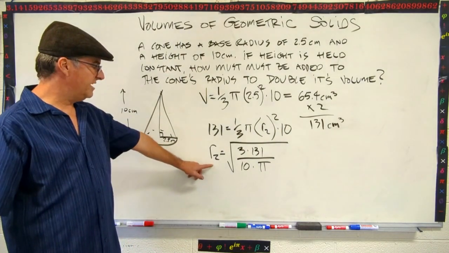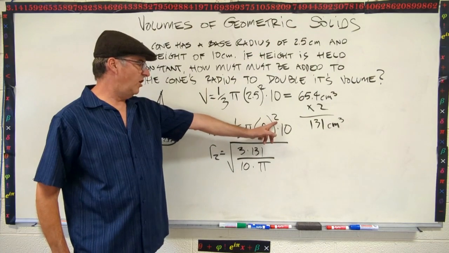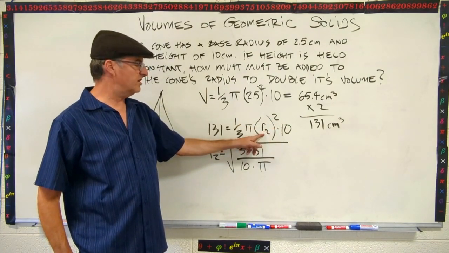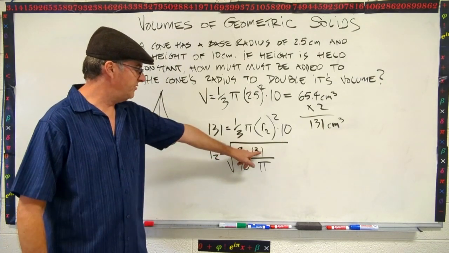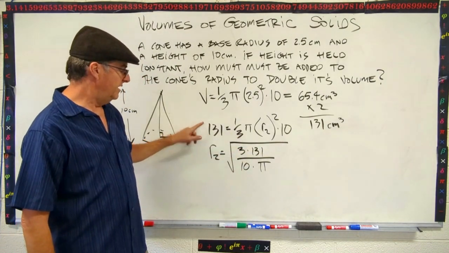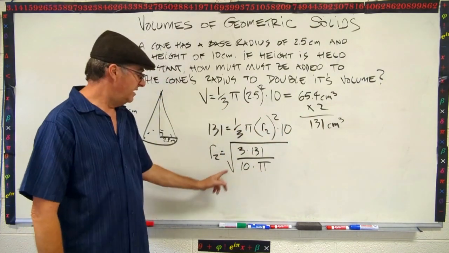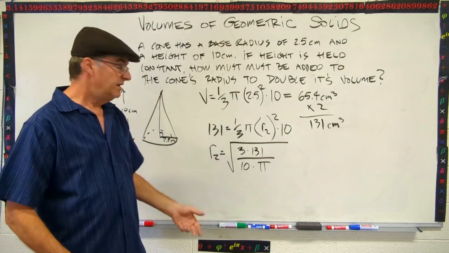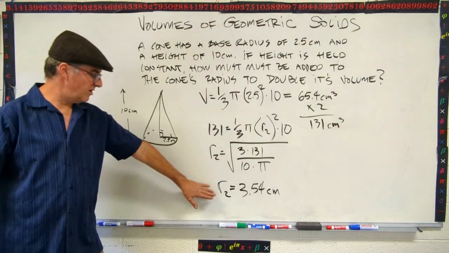Okay, so this is what I get. Notice how r2 is alone. The reason there's a square root is that ultimately we have to take the square root of r2 squared to figure out what r is. So here's the rest, 3 times 131. The 3 had to come up to get on the other side of the equation, and then the 10 and the pi had to go down to get on the other side of the equation, and then we put the square root over that. So go ahead and pause the video and calculate r2. All right, so this is what I get for r2.